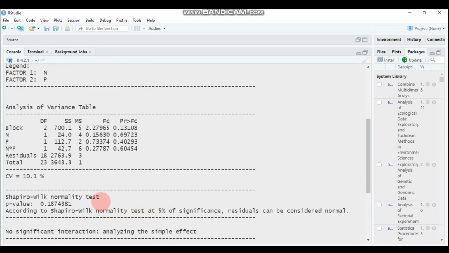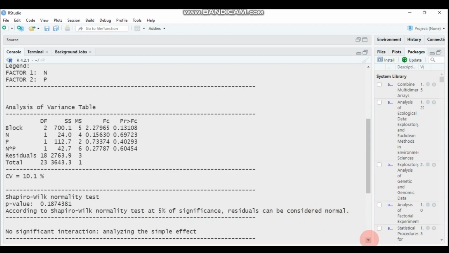And the other thing is the normality test, computed on the basis of Shapiro-Wilk, and the p-value is 0.187. If the p-value of the test for the assumption is greater than 0.05, we consider it non-significant. Non-significant means the assumption is not violated. So under such circumstances, the p-value is 0.187, and so the residuals can be considered normal.